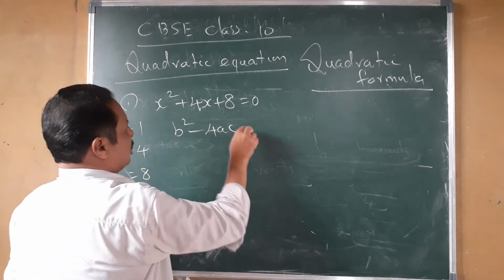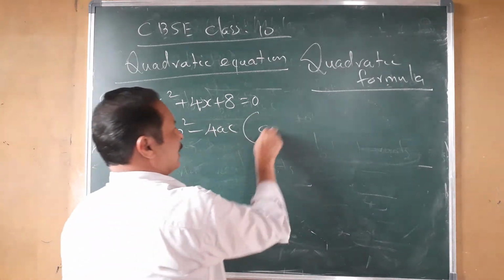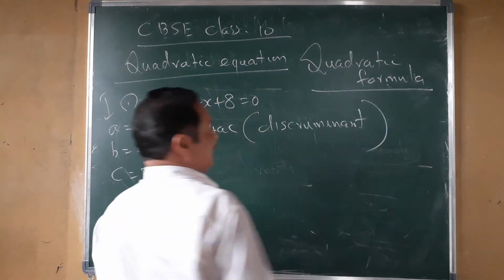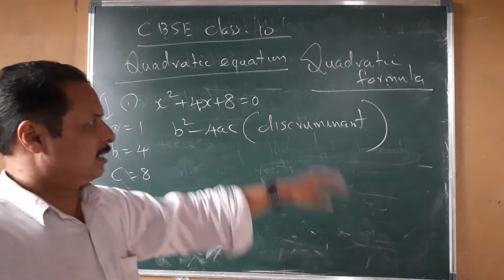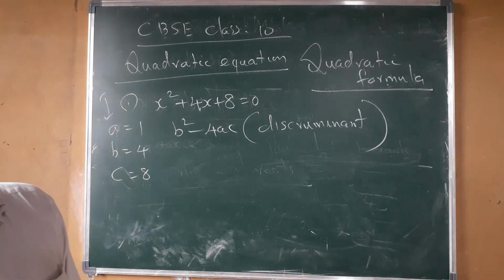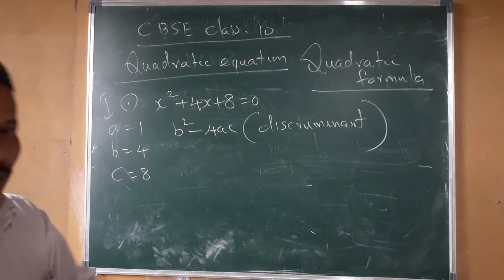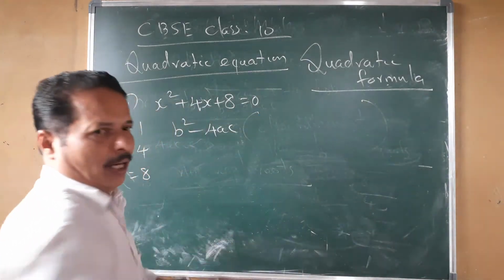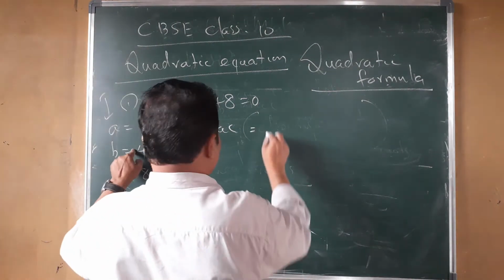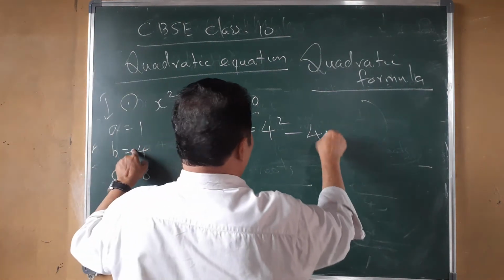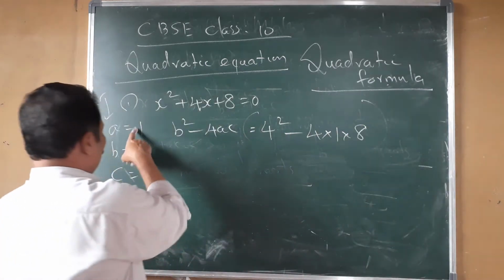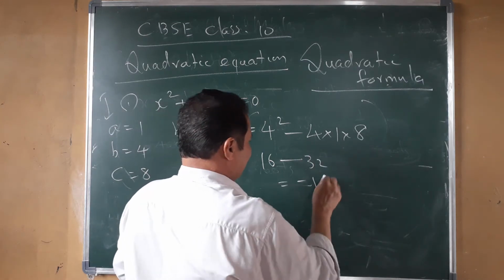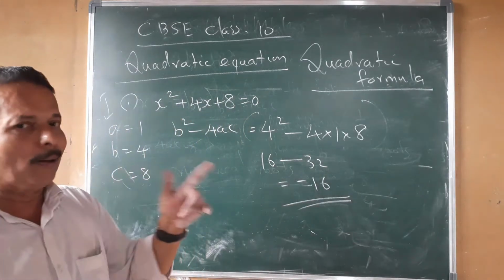We want to find b square minus 4ac. Better you write it. The name is discriminant. b square minus 4ac is called the discriminant of the equation. b square is 4 square, minus 4 into 1 into 8. 4 square is 16, 4 into 8 is 32. You get negative 16.